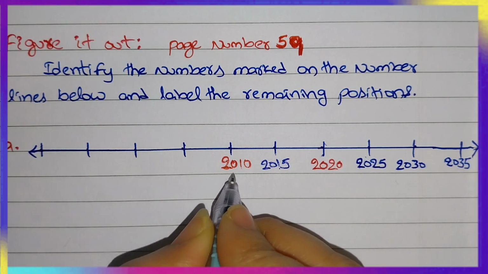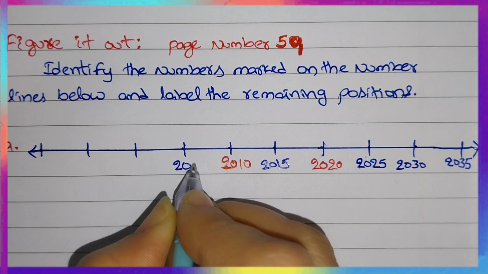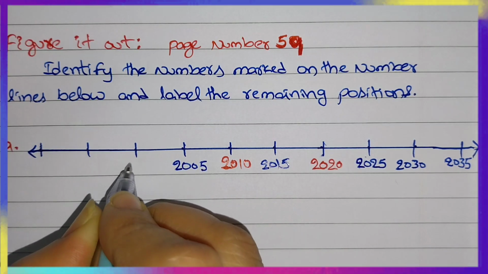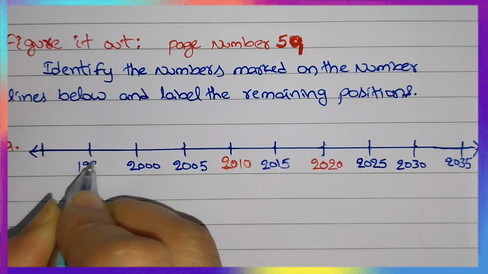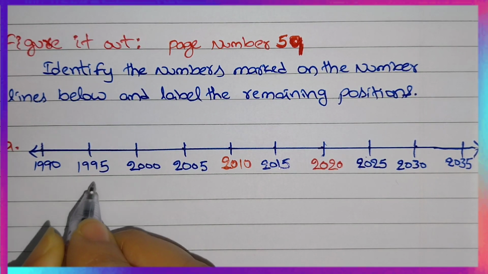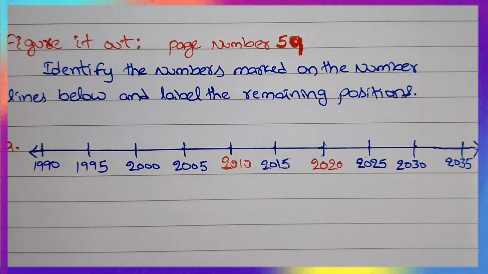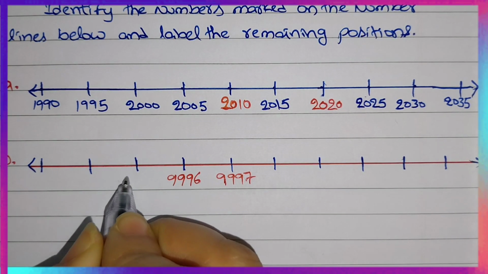The gap is 5. So we have to write the numbers based on this gap of 5: 2010, 2015, 2020, 2025, 2030, 2035 is the last number. Next, coming to the left side of 2010: 2005, 2000, 1995, 1990.